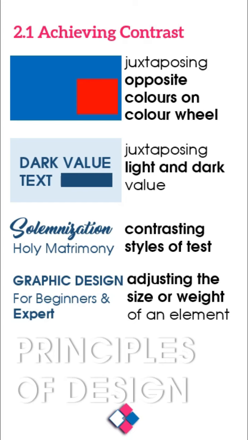Now you can juxtapose light and dark value, as I've said before. You can see the text I make use of. The text is a darker value to the lower background, which happens to be what? A light value. Contrasting styles of text.